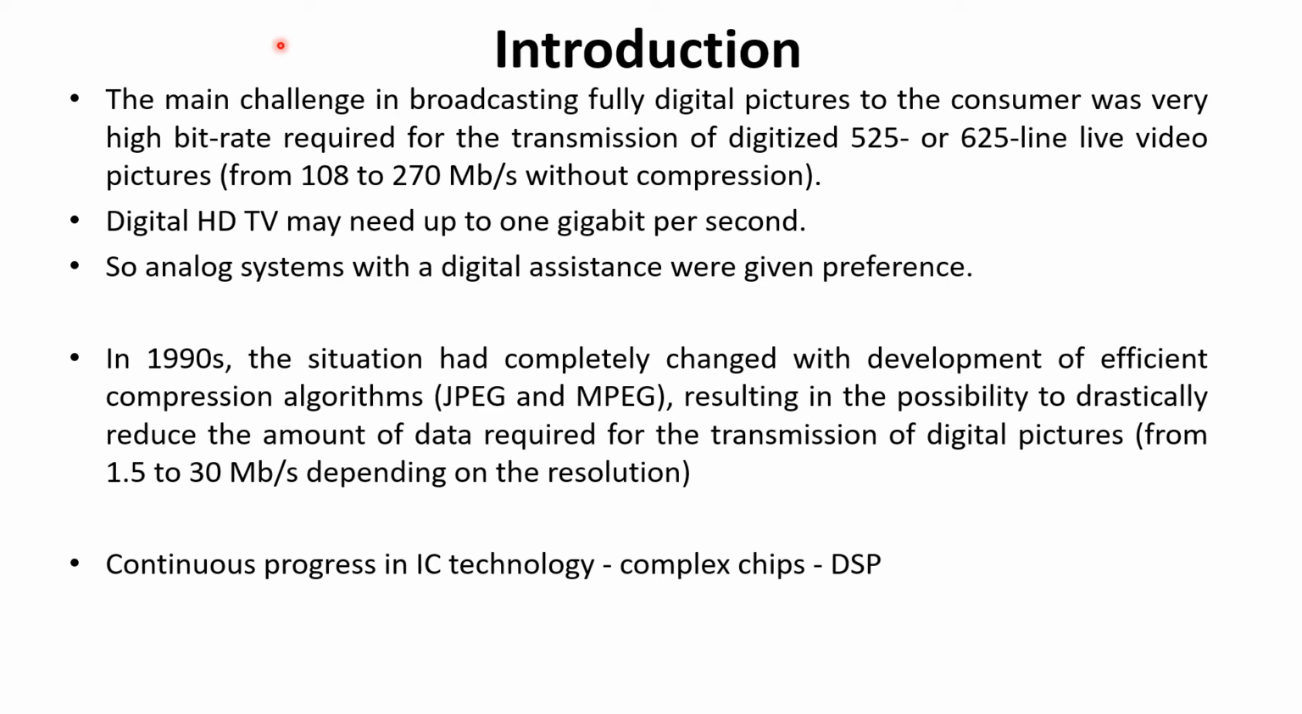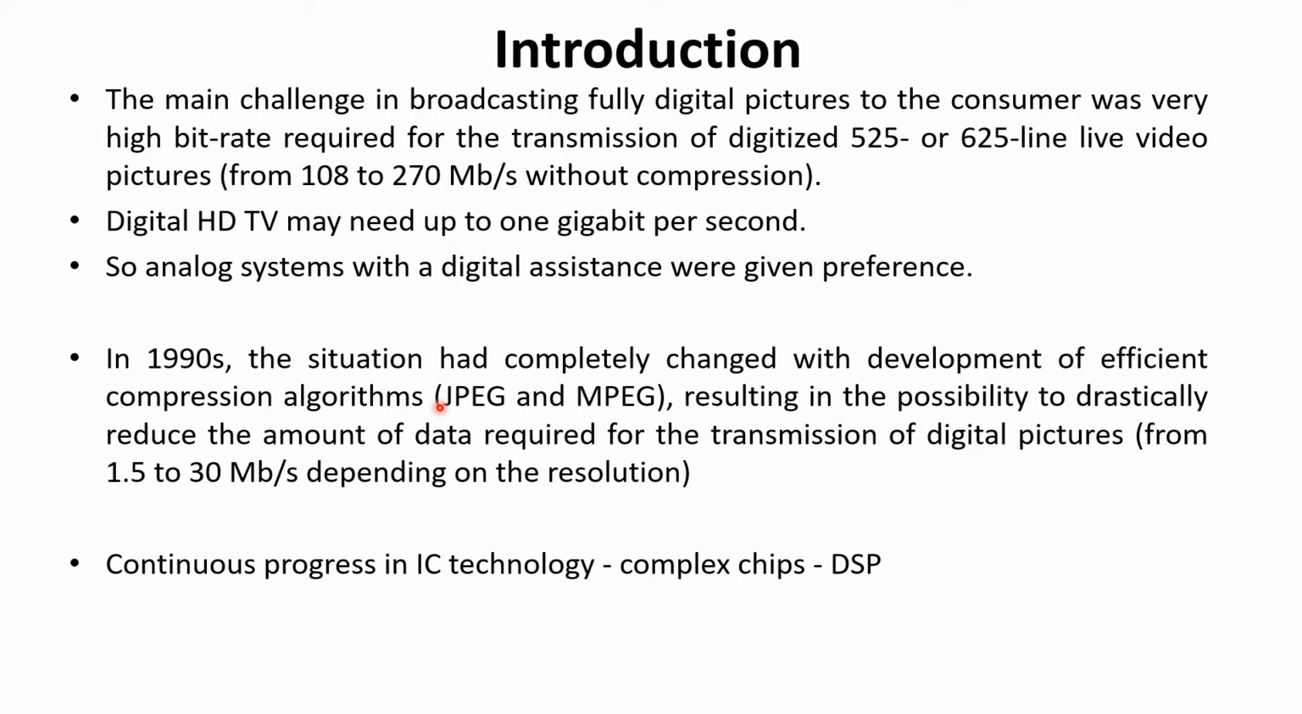As an introduction to digital TV, we have to understand that the main challenge in transmitting a fully digital picture is the requirement of very high bitrate, or the problem of bandwidth. Even for a 525 or 625 line video picture without compression, it was actually impossible to send such a high bandwidth of data. Digital HDTV may need up to 1 gigabit per second. So analog systems with digital assistance were given preference.